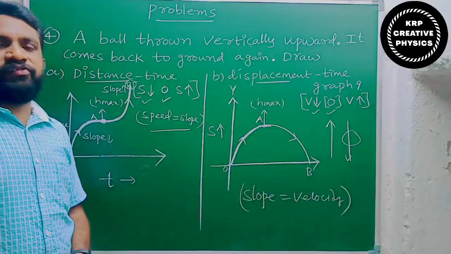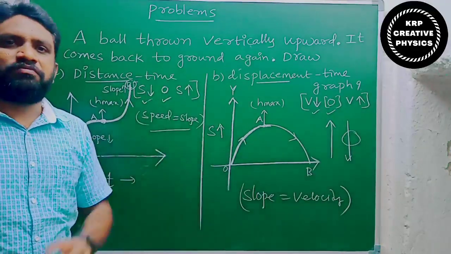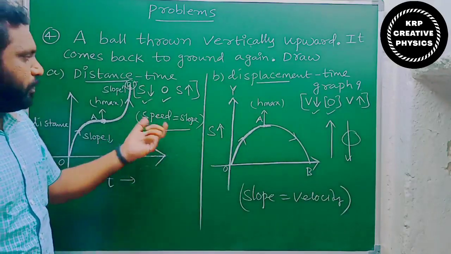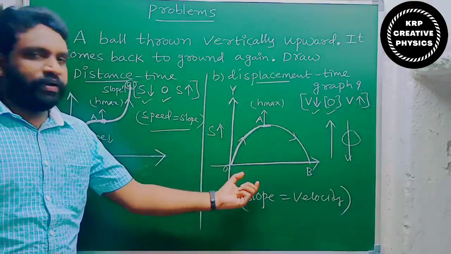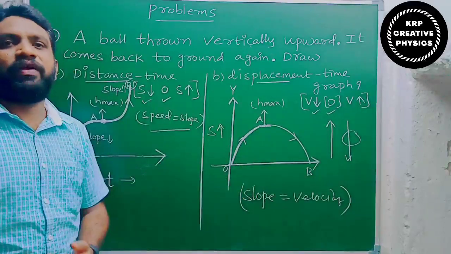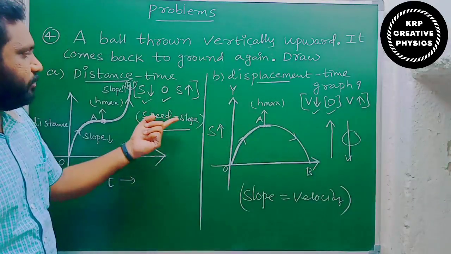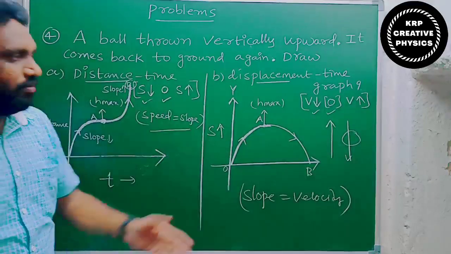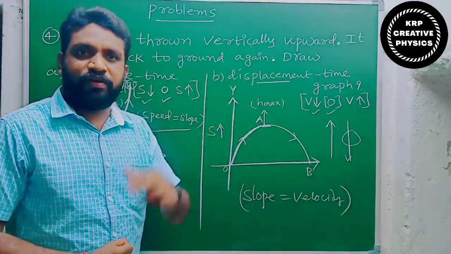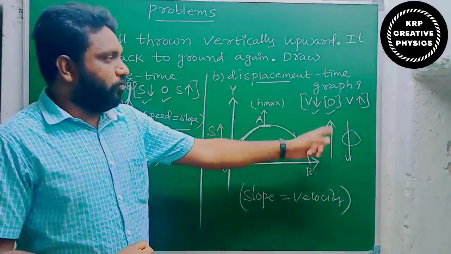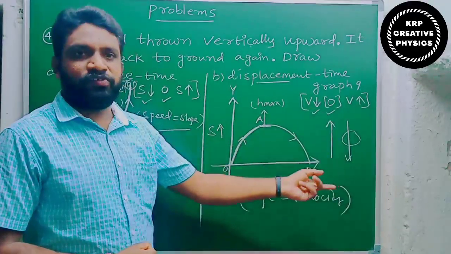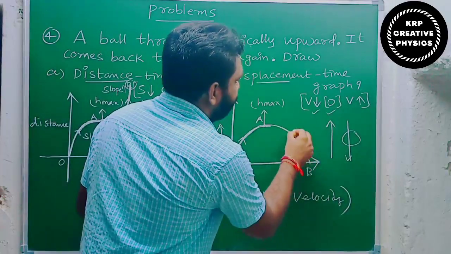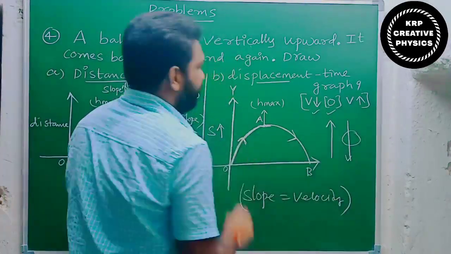So this is the slight difference between the distance time graph and the displacement time graph. Very simple logic you should remember. In this one, slope gives speed. In this second graph, slope gives velocity. Speed is a scalar quantity, independent of direction, so we draw continuously. But velocity is a vector quantity, dependent on direction. So when it is moving downwards, the direction of the motion is changing. That's why we need to change the direction with respect to the reference point.